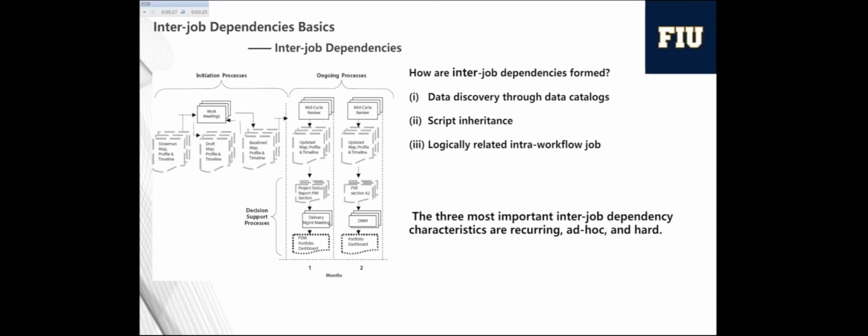The first one is to discover the data through the process data catalog, and the second one is to inherit it through previous active scripts, and the third type is logically related inter-workflow jobs. So in the interjob dependency, the three most important characteristics are recurring, ad hoc, and hard.